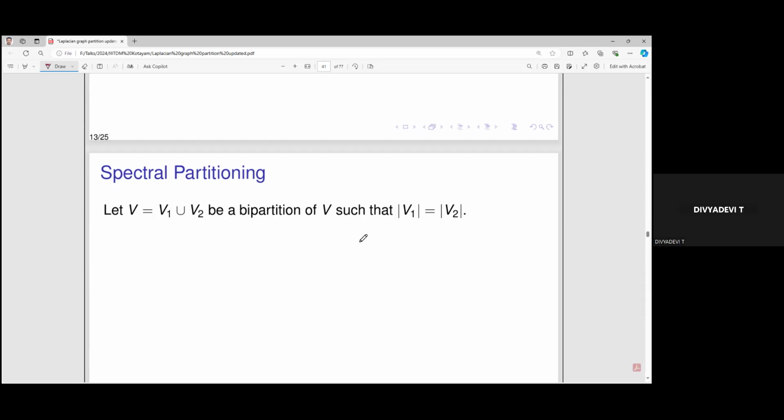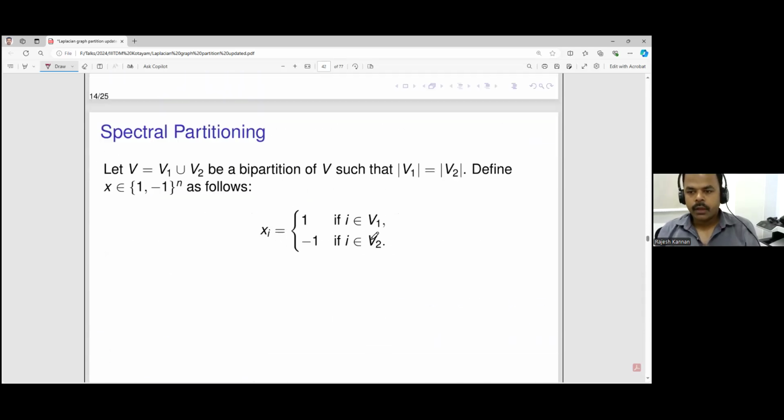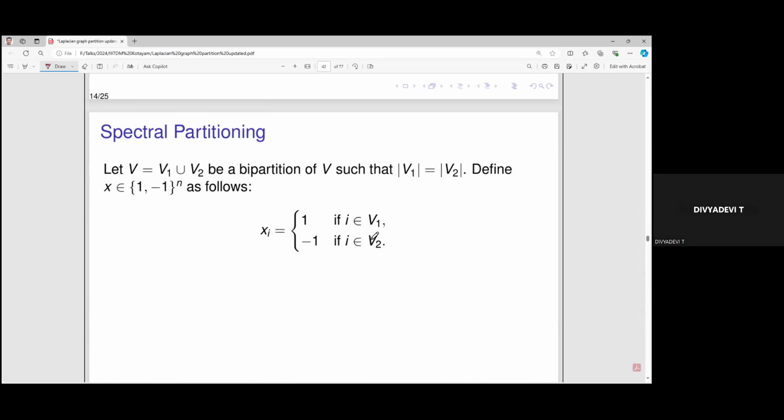Any question? Okay, let's move on. The slide is really interesting and important, so give attention to this. I'm going to associate a vector with this bipartition. If it is a graph on n vertices, I'm going to associate an n-vector with this bipartition.